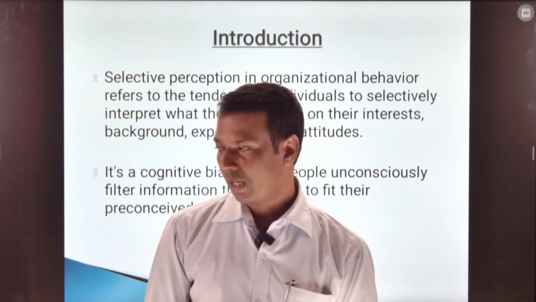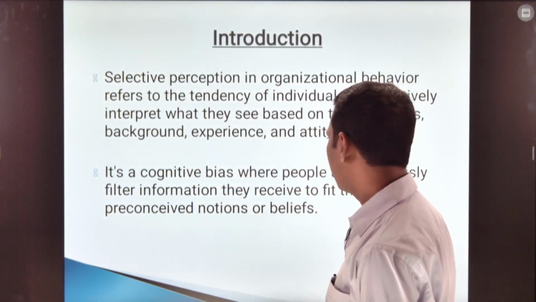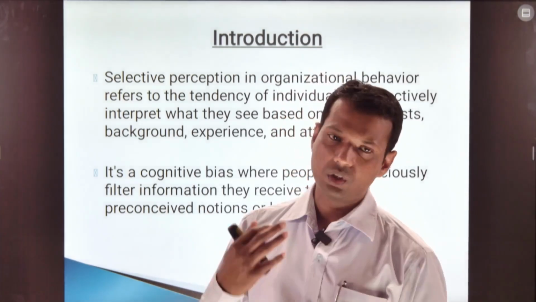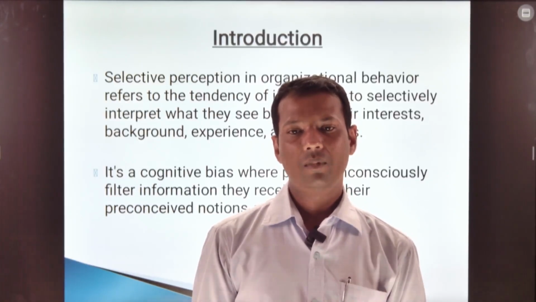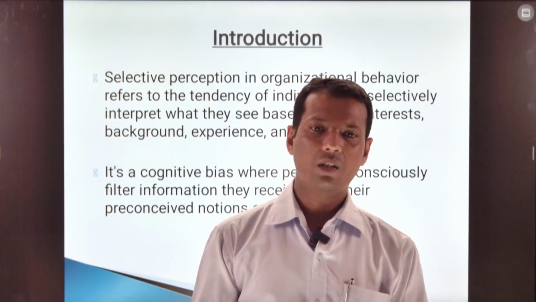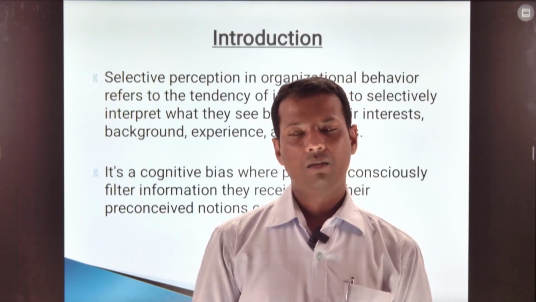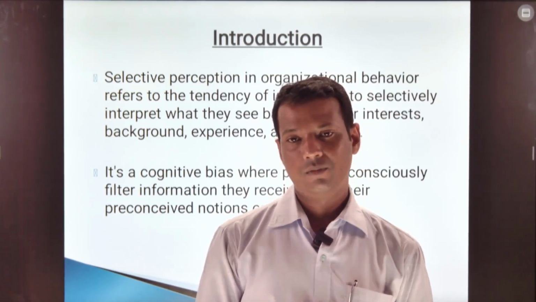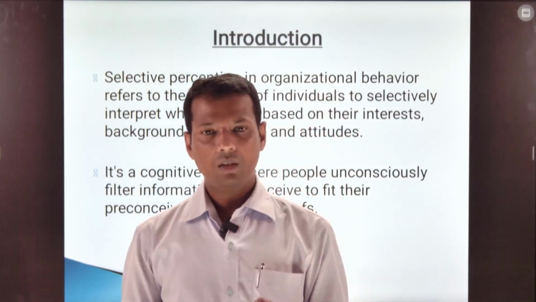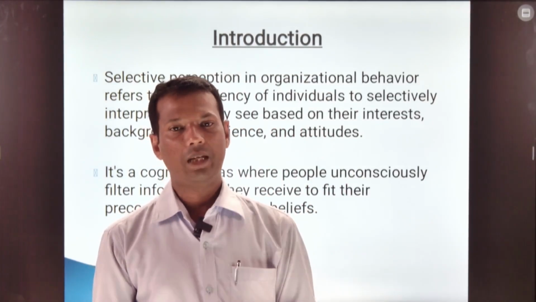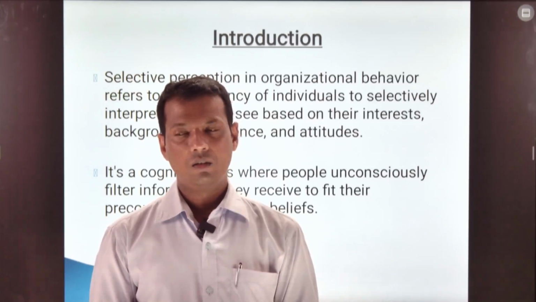So what happens is that people are consciously selective. And sometimes it is a cognitive bias, where people unconsciously choose, or become selective, in various kinds of perception. They are having predefined notions and beliefs. What do you mean by predefined?